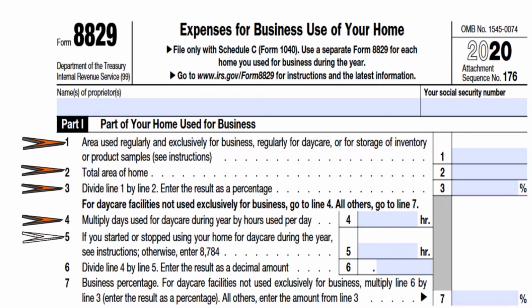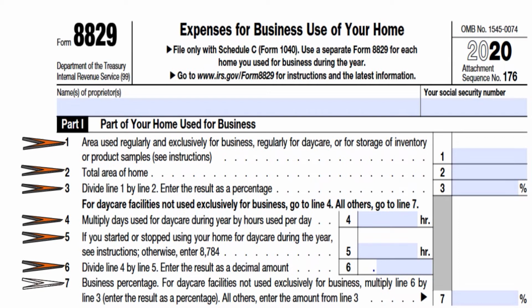Line 5, skip this line as it should already be completed. This is normally. Line 6, you want to divide line 4 by line 5. So if you run a daycare center, if not, just skip it.